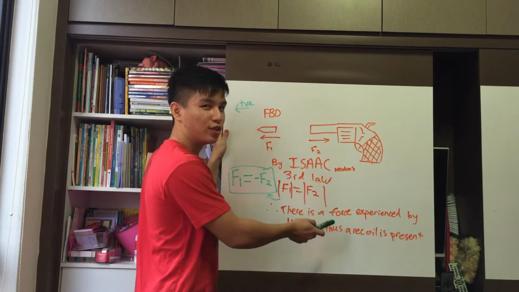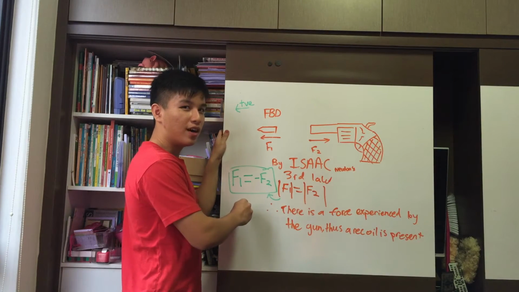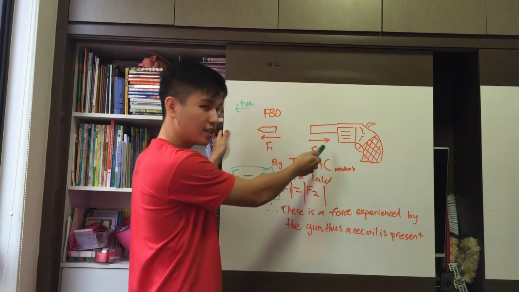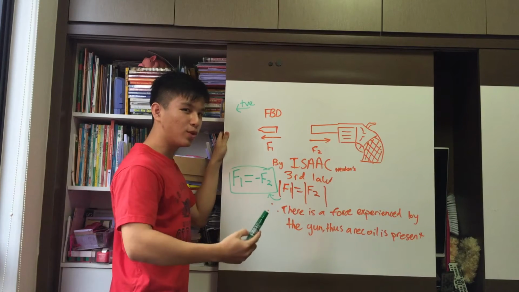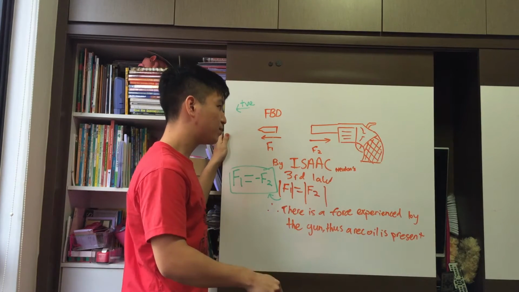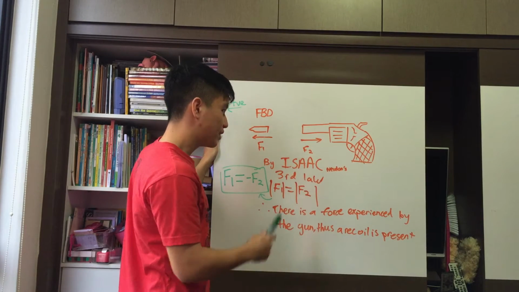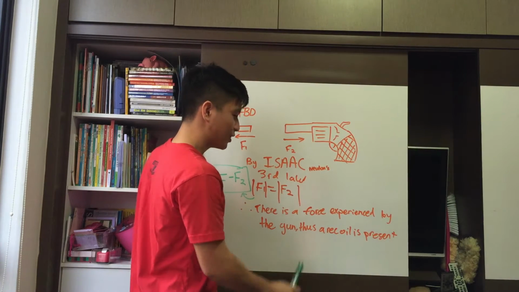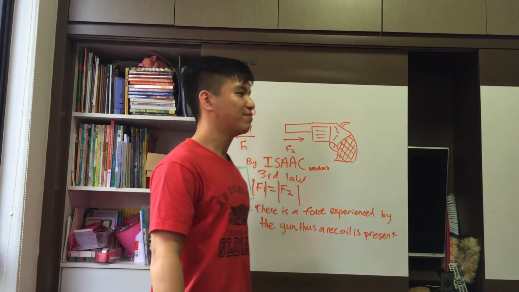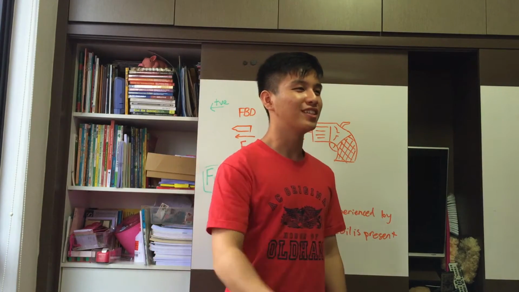Why we say magnitude is because the two are in opposing directions. And so F1 is equal to the negative of F2. But since there's still a force of F2, the gun will move back. And so there's a recoil. I hope that answers your question.